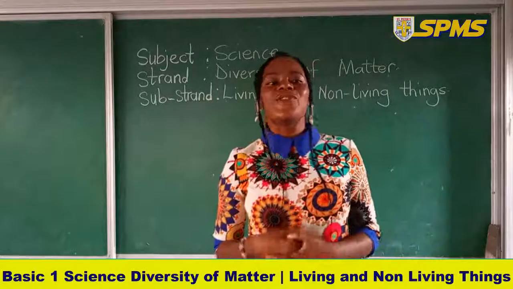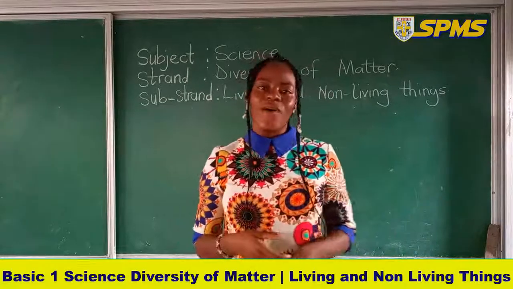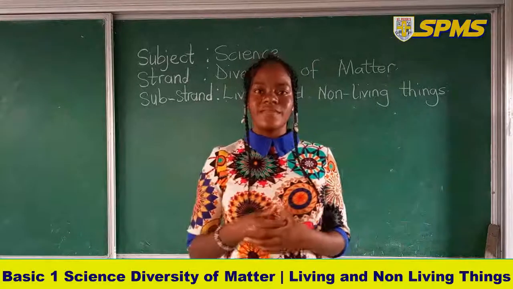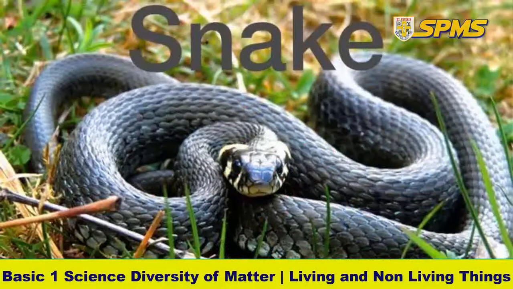Okay, since you know the definition for living and non-living things, now let's group them in their respective places. The first example was what? A snake. Do snakes have life in them? Yes. So that will be a living thing.